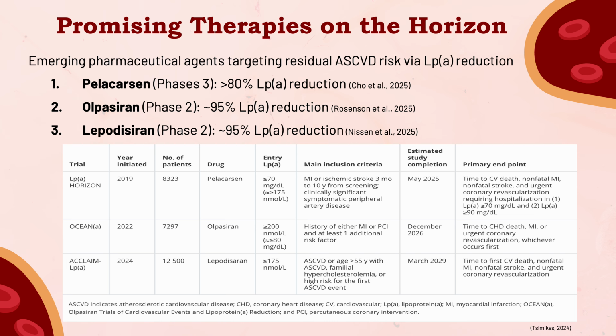Several promising therapies are emerging that specifically target Lp(a). Pelacarsen in Phase 3 has shown over an 80% reduction with results expected in 2025. Olpasiran and lepodisiran, both in Phase 2, have demonstrated reductions of nearly 95%, with large outcome trials underway. Together, these agents could represent a major shift, turning Lp(a) from a passive risk marker into a targetable, treatable biomarker, and potentially changing how we manage residual cardiovascular risk. All the more reason to ensure patients are screened today so that when more aggressive treatments come to market, we already know who will benefit most.